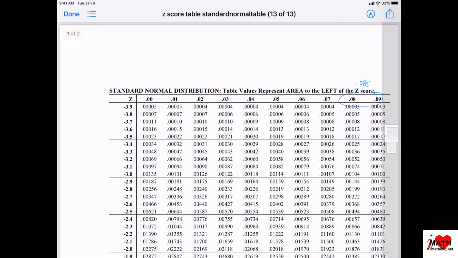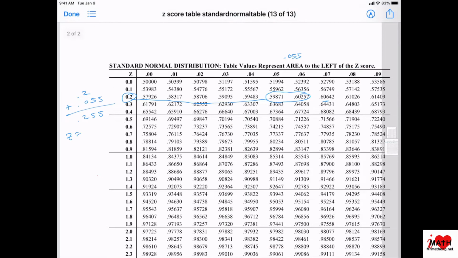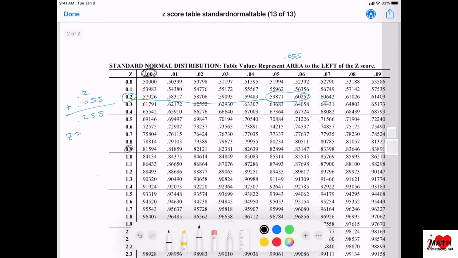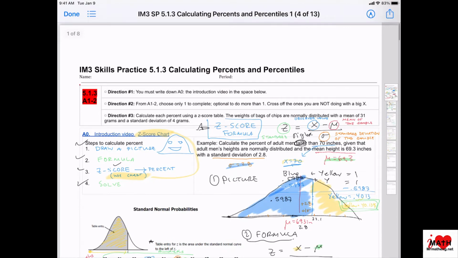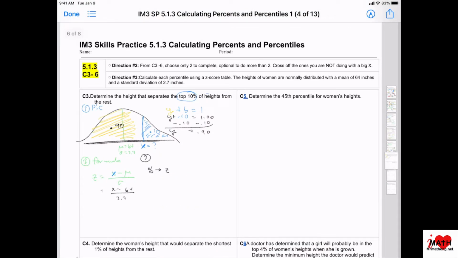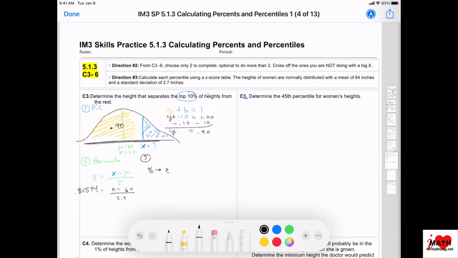Okay, I'm on the right side of the mean, or the center, which means I'm going to use positive z-scores. So 0.90 here and here. So 0.81594.